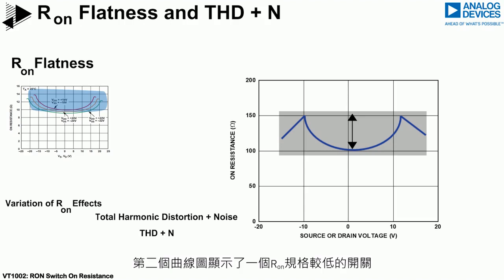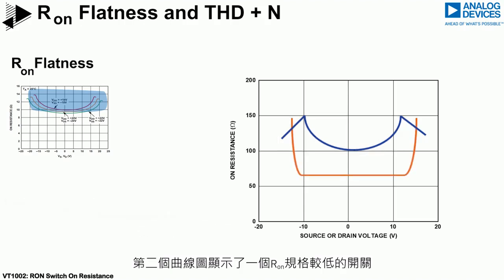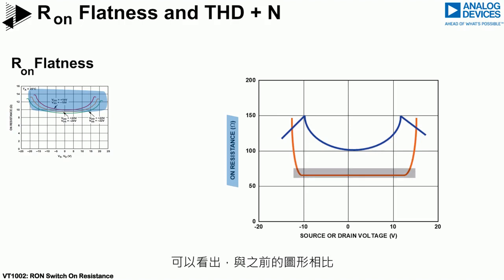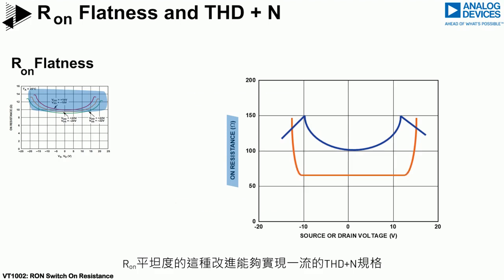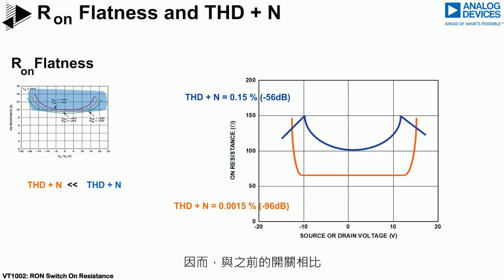The second plot shows a switch that has a much lower Ron specification. It can be seen that the profile of the Ron is also much flatter when compared with the previous plot. This improved Ron flatness allows for a superior THD+N specification, enabling the switch to achieve excellent linearity performance when compared with the previous plot.